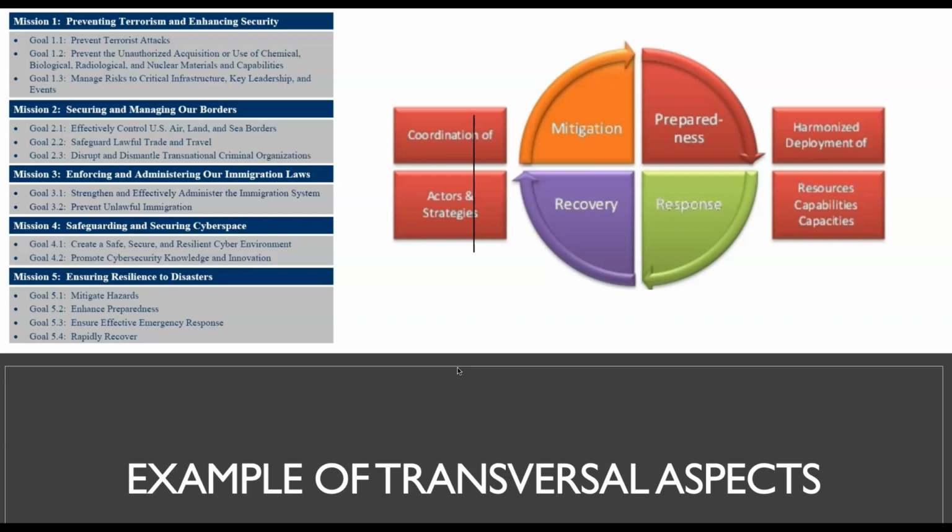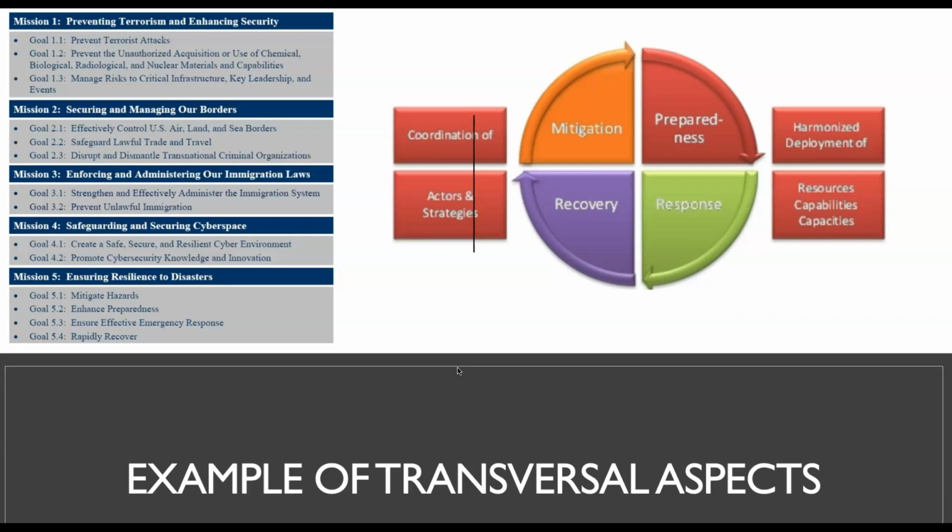And so a transversal aspect, if you look at Homeland Security as a system or a large-scale enterprise, an aspect is something that transcends and goes across the entire system. Oftentimes, you find them across multiple nations. And so in this case, we are provided in this lesson examples from the United States, and it's from the Homeland Security Strategy and the mission statements that we have. So one of the transversal aspects is preventing terrorism and enhancing security.